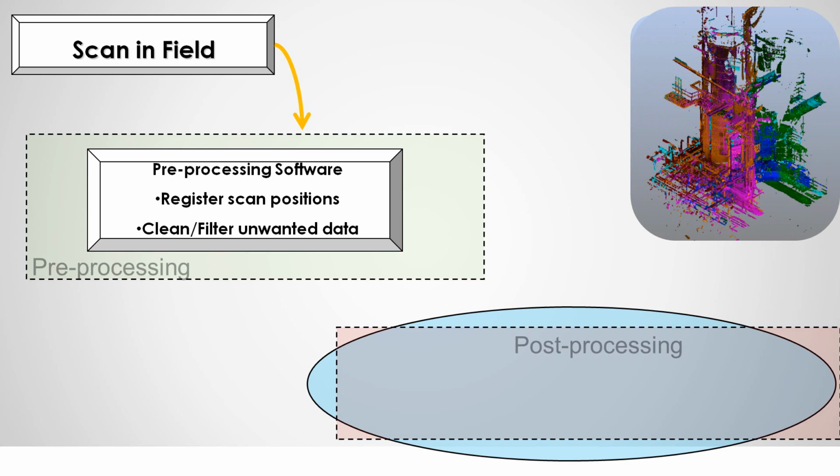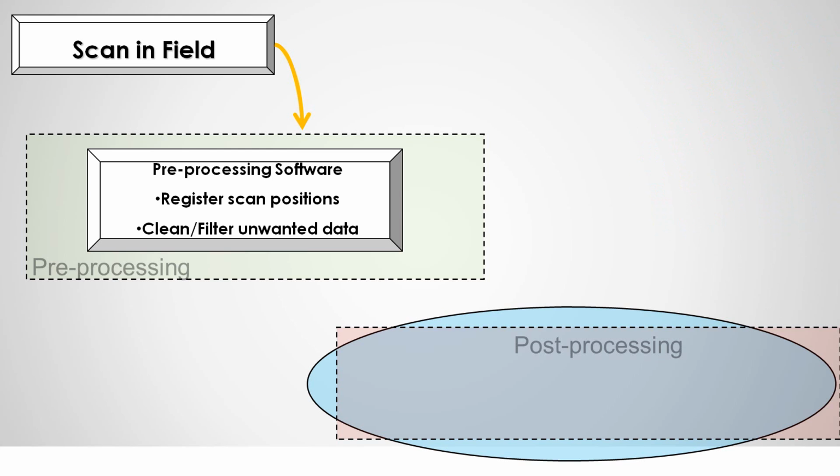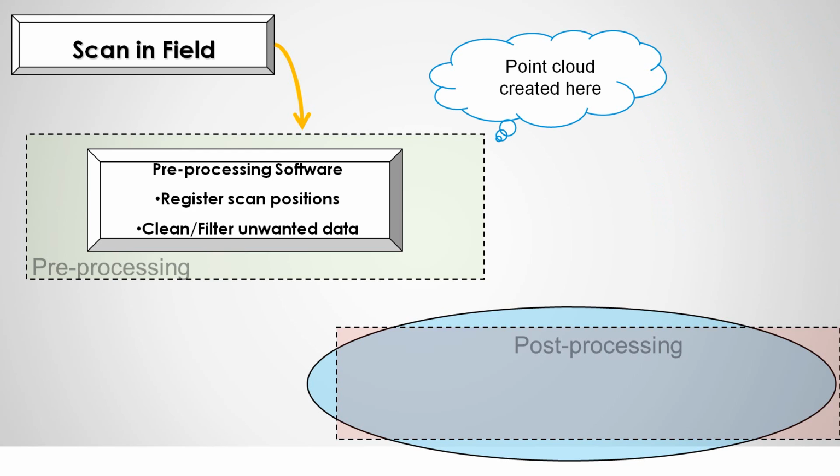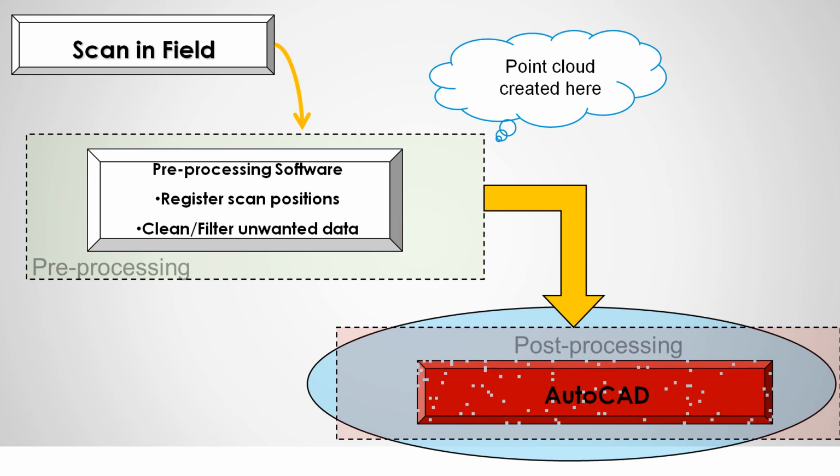So the result would be individual scans now making up a nice looking point cloud. In this step, the point cloud data is created and you have a nice registered point cloud and you're ready to go into post-processing software. Now this is your design package. This is a standard workflow. And in our case, our post-processing package is AutoCAD.